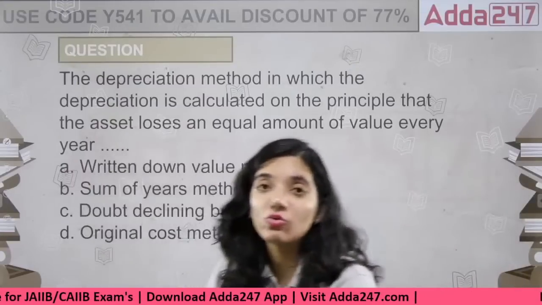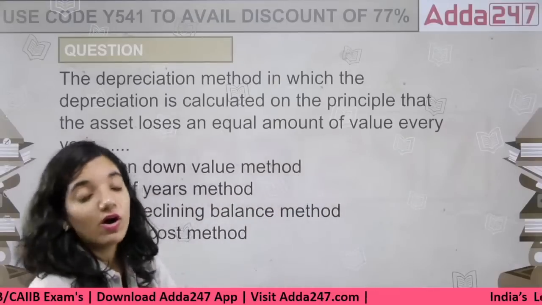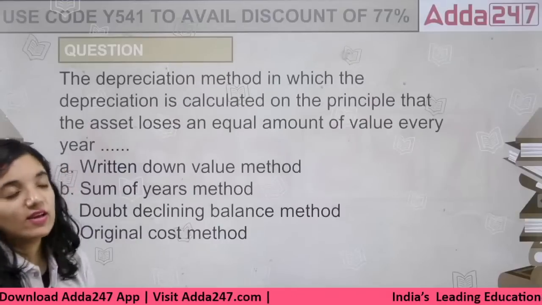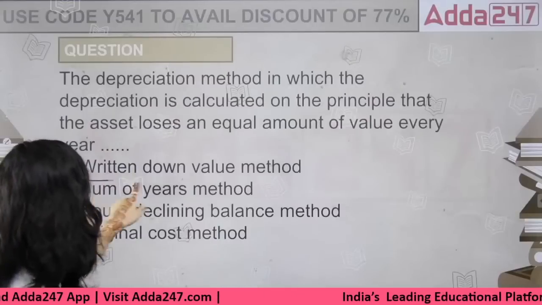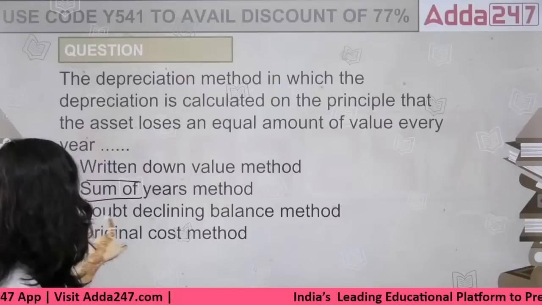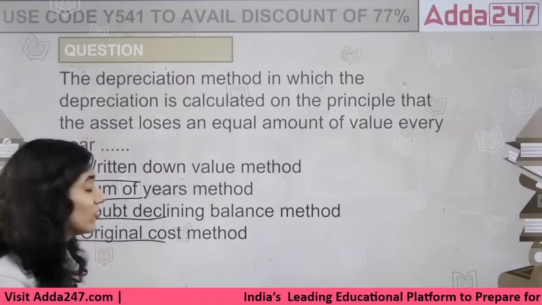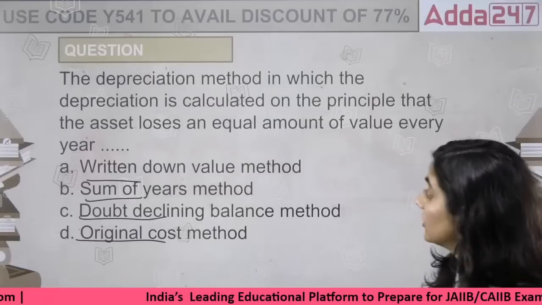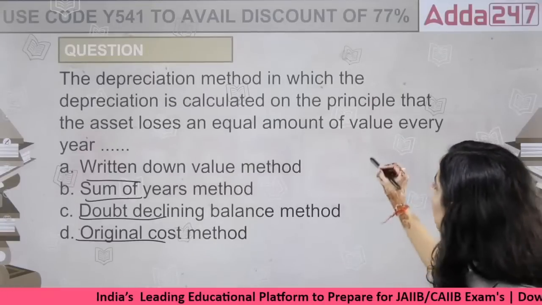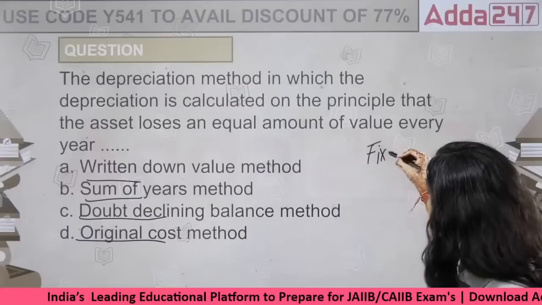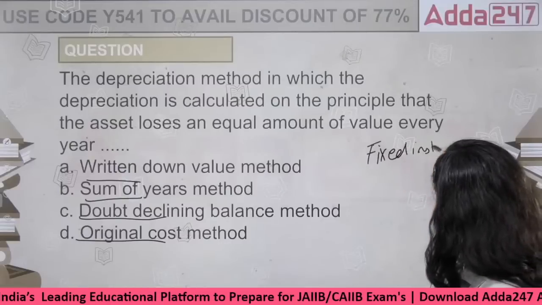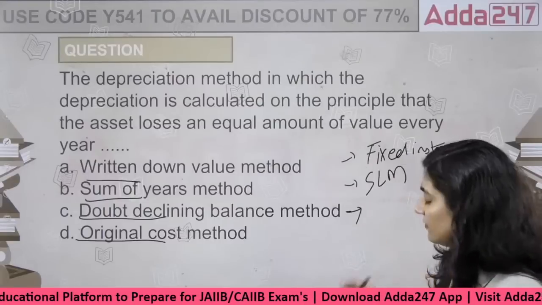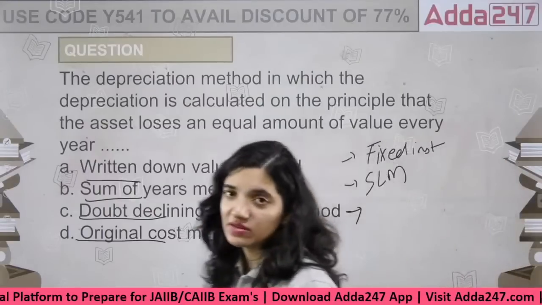Every year you lose only a specific amount of depreciation. The depreciation is fixed. So which particular method is used? Written down value, sum of years method, double declining method, or original cost method? What would be the correct answer in this question? The name of the method is fixed installment method. We also call it straight line method, and we also call it fixed percentage method.